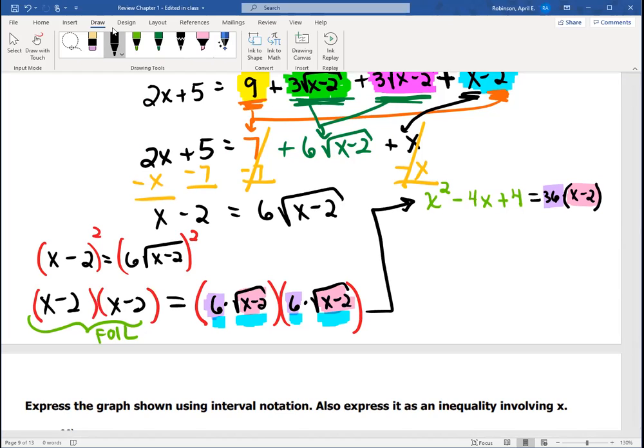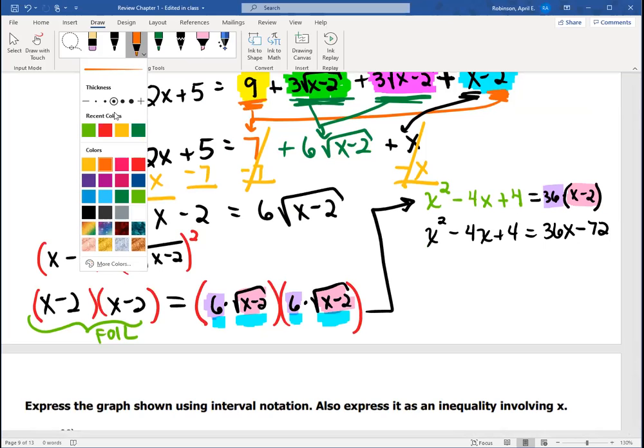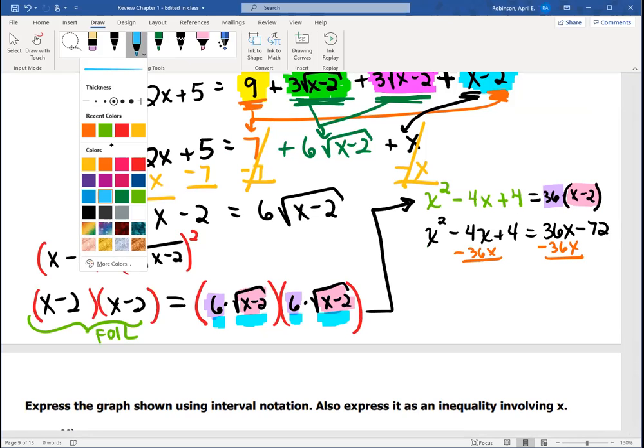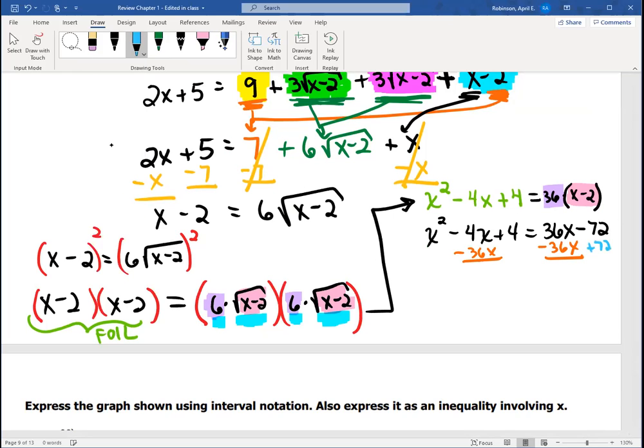So, boy, this is a long problem. All right, x squared minus 4x plus 4 equals 36x minus 72. And then I'm going to set it equal to 0. So I'm going to subtract 36x from both sides. And in the same breath, I'm going to add 72 to both sides. So I'm going to have x squared minus 40x plus 76 is equal to, those cancel, that's 0.